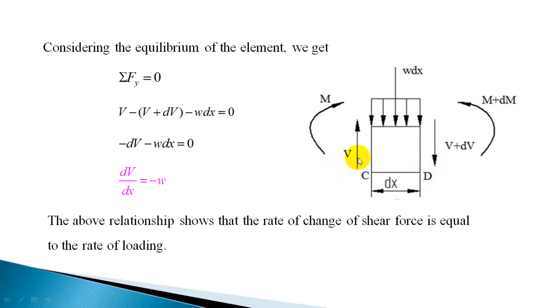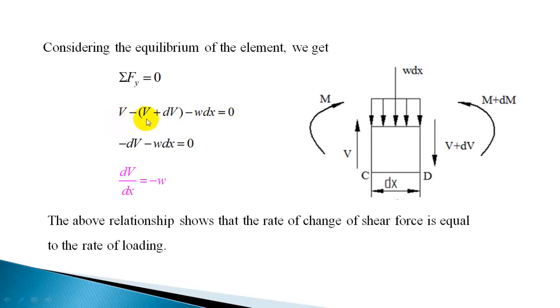So there you have the force acting on the left face of this element, that is V, the resultant load acting, that is W dx, and V plus dV, that is the shear force on the right face of the element. So this is acting upward, this is downward, this is downward. So this can be taken as plus, minus, minus. So plus V minus (V plus dV) minus W dx is equal to 0. That is the force summation in the vertical direction.